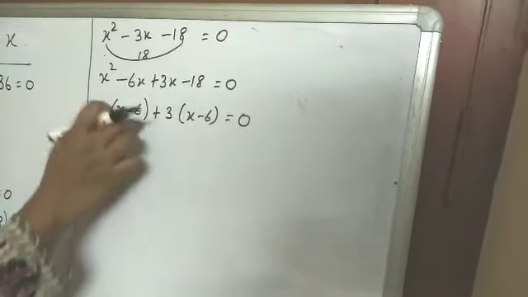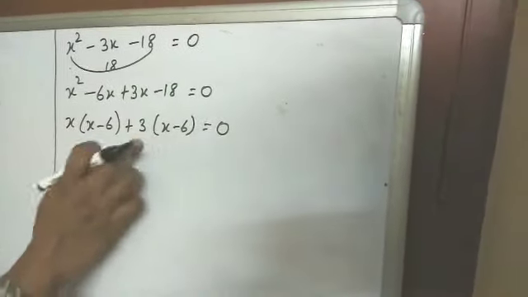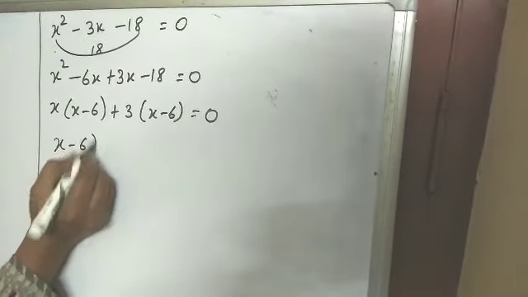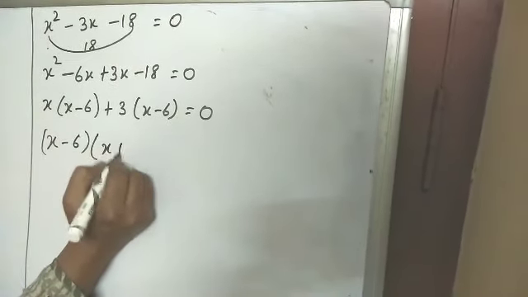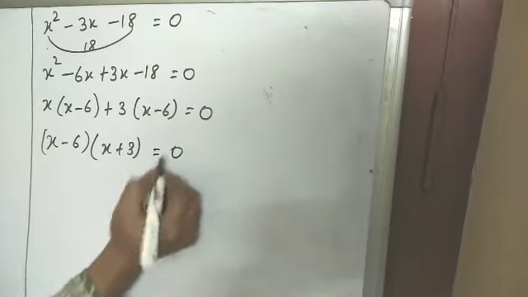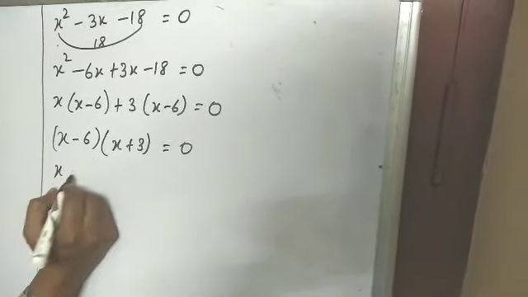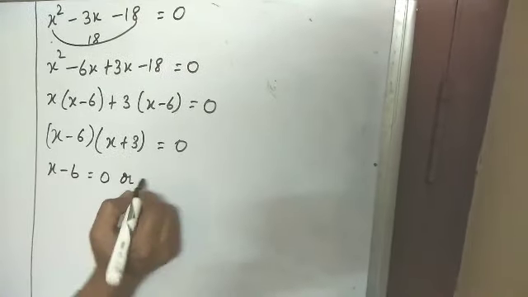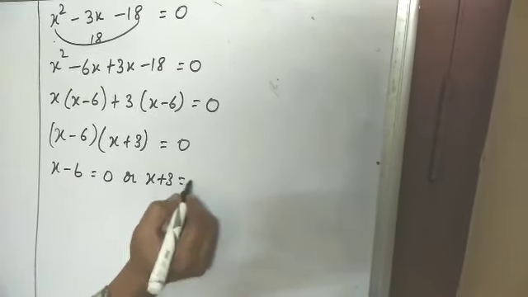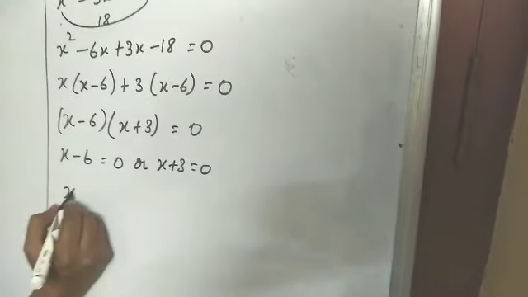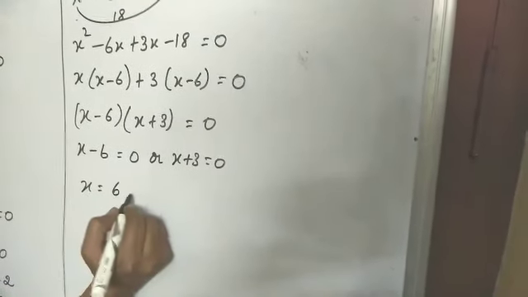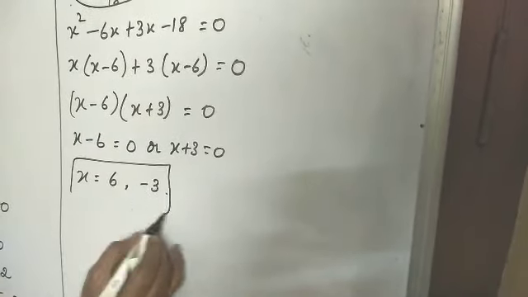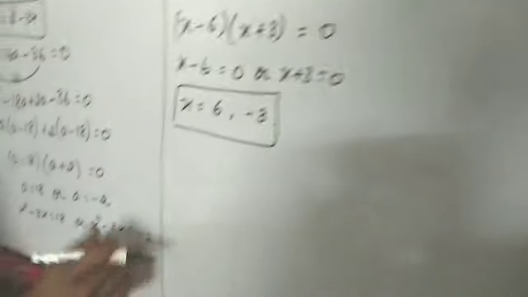X squared minus 6x, 3x, minus 18. Okay. Then x minus 6 and x plus 3 is equal to 0. X minus 6 is equal to 0 or x plus 3 is equal to 0. X is equal to 6 or minus 3. Okay. And then another equation.